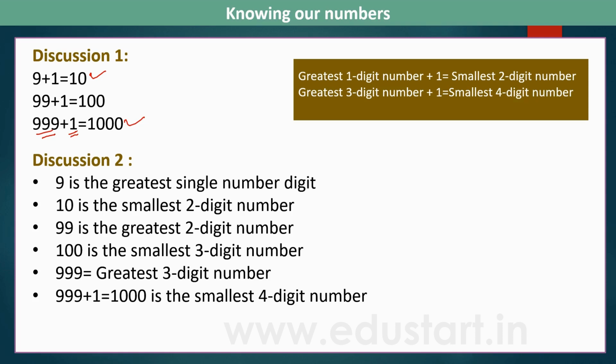4-digit number. Understood? So now we'll find out: 9 is the greatest single digit number, 10 is the smallest 2-digit number, 99 is the greatest 2-digit number, 100 is the smallest 3-digit number, 999 is the greatest 3-digit number, and 1000 is the smallest 4-digit number. Okay.